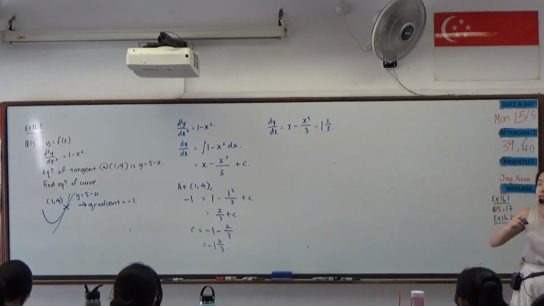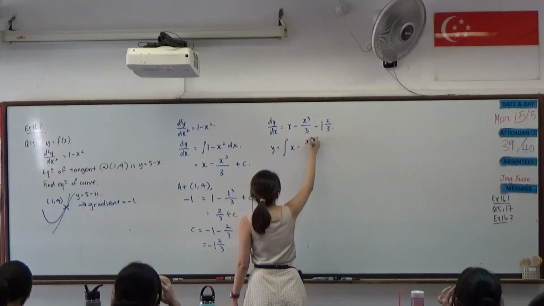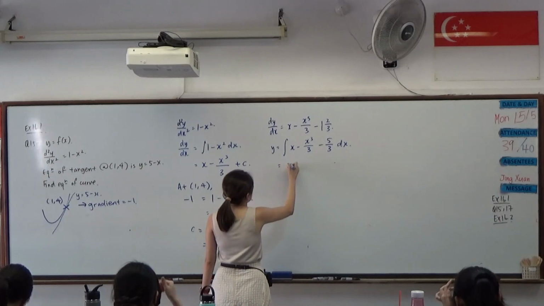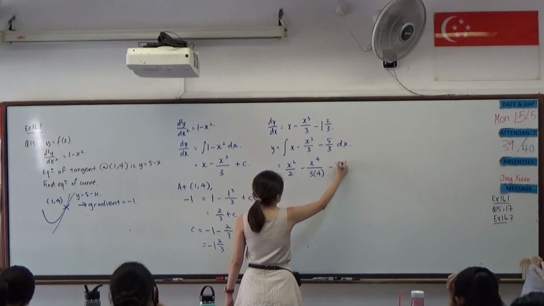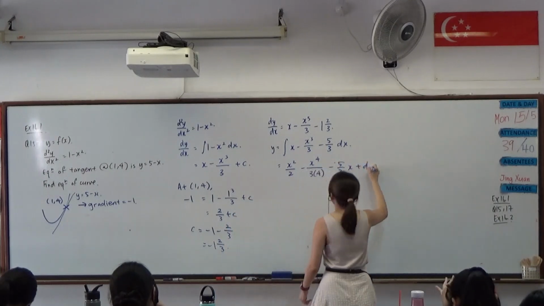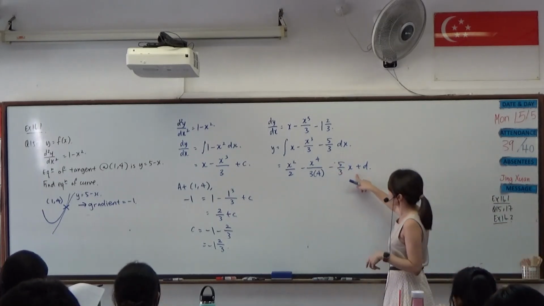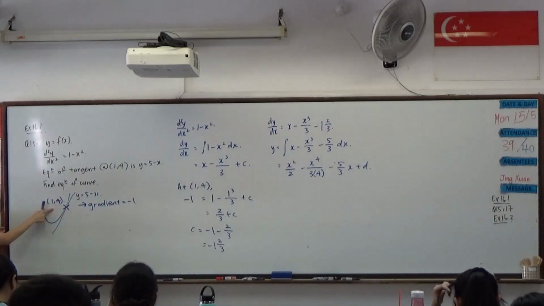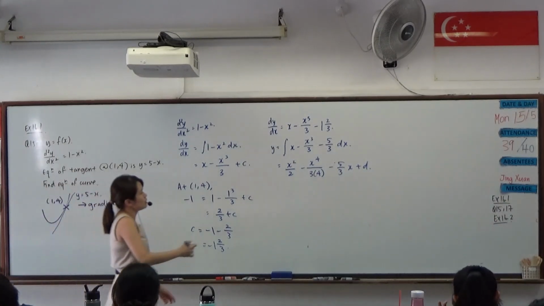Then we want to find the equation of the curve, so we integrate dy over dx, and we get x squared over 2 minus x to the power 4 divided by 4, then minus 5 over 3 x plus d. So this curve will have this point (1, 4) that satisfies the curve. That means when y equals 4, x equals 1. So we will do that substitution.